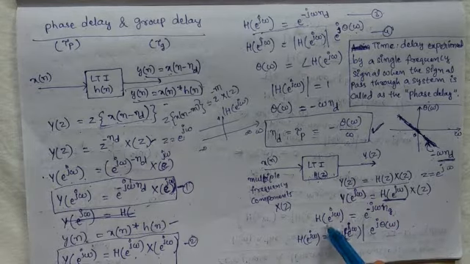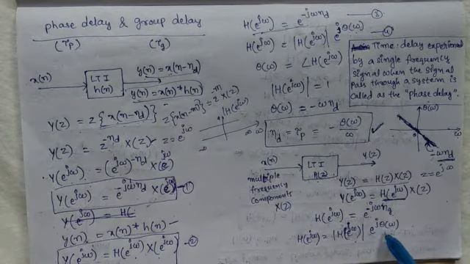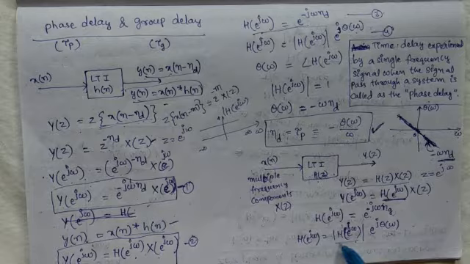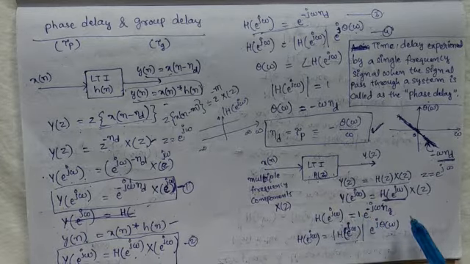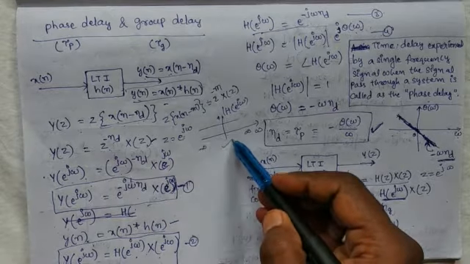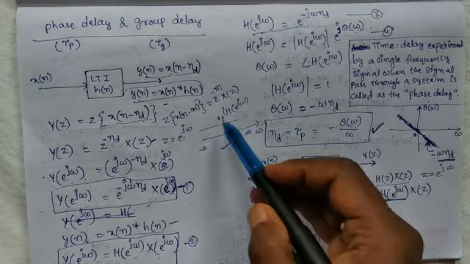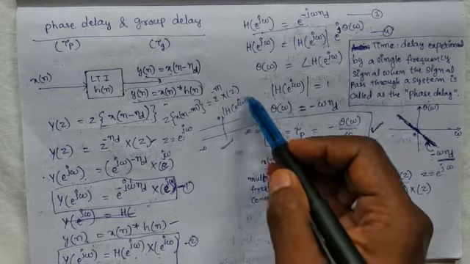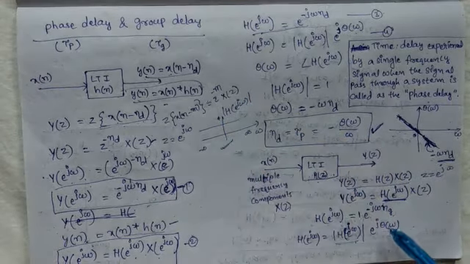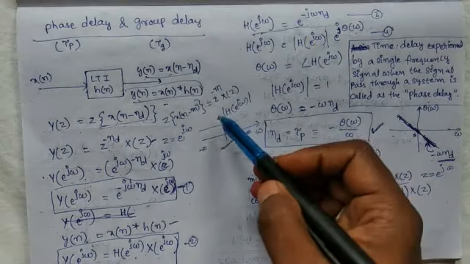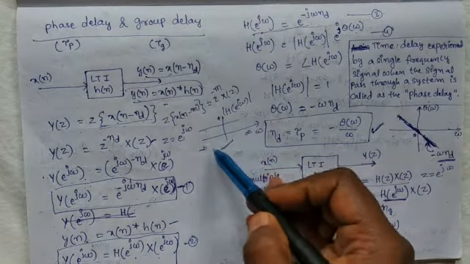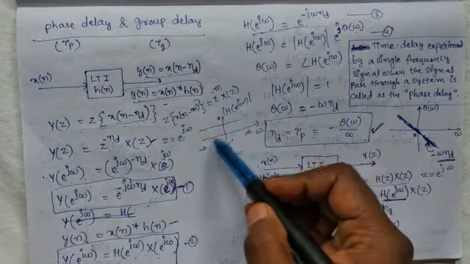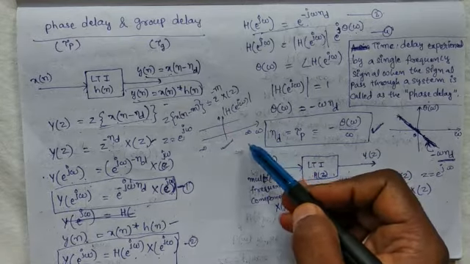Now how do we write H of e^(jω) in terms of magnitude and phase angle? From this, the magnitude of H of e^(jω) is 1 for all values of omega. This is the magnitude response of H of e^(jω). The magnitude is 1 for all values of omega, from minus infinity to plus infinity.